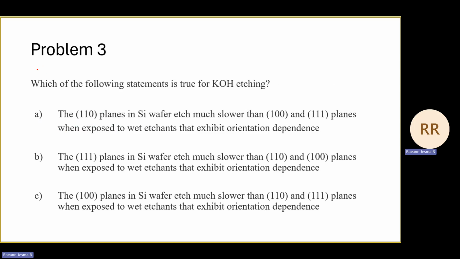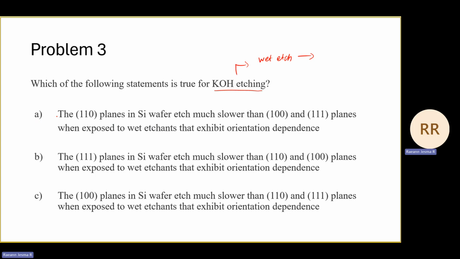Next, let's go on to problem 3. Which of the following statements is true for KOH etching? Before this, KOH etching is what? It is a wet etching process, and the etch rate depends on the orientation of the crystal plane that we are facing.